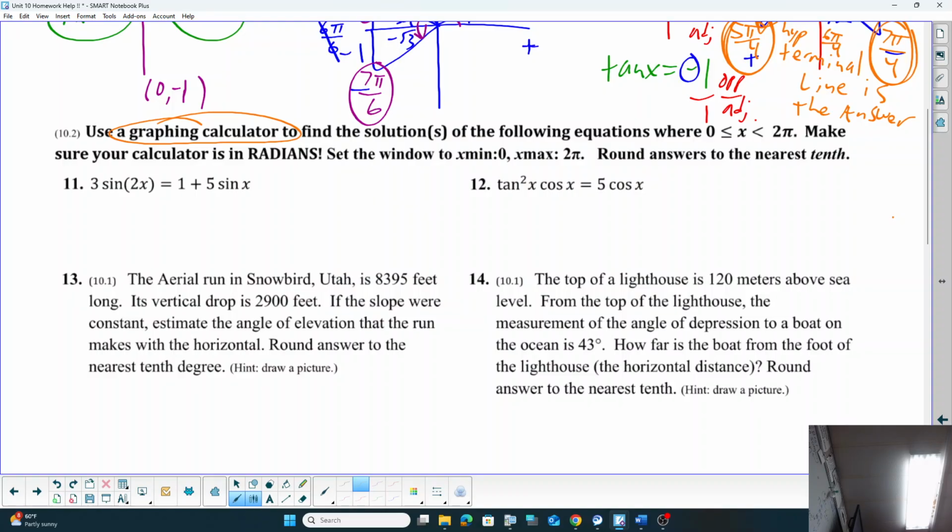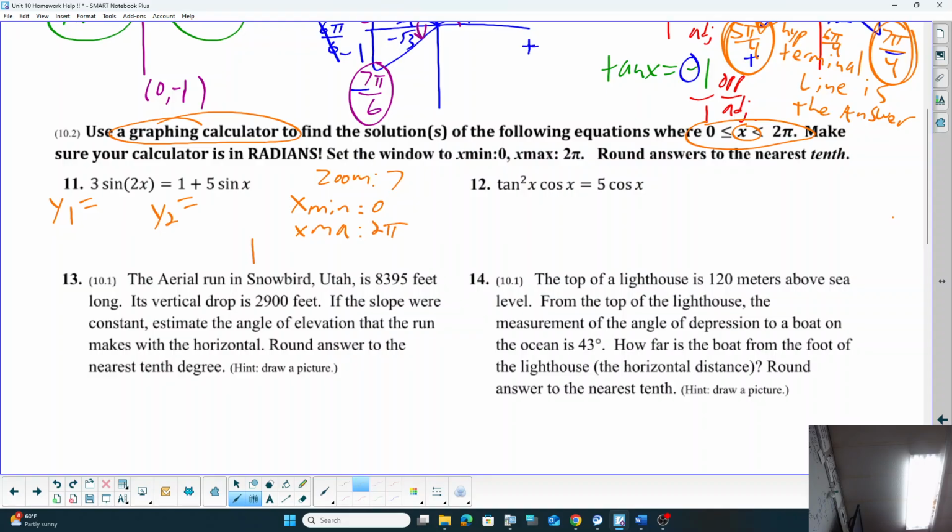I would probably use Zoom. First do y1 equal to this equation, y2 equal to this equation. I would do Zoom 7 to help us get the right window. But then you're also going to have to change your window for the x values. So your x min and your x max are going to be from 0 to 2 pi.